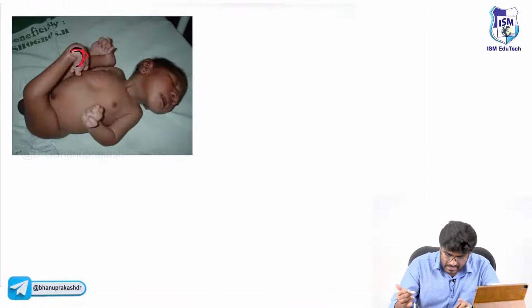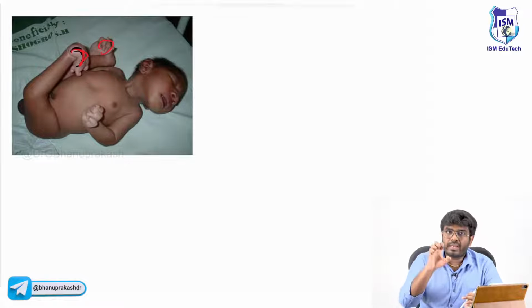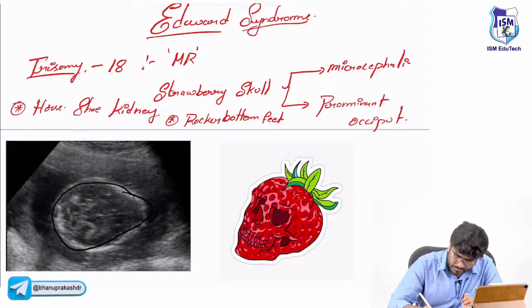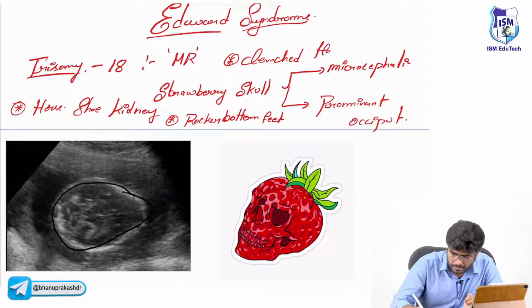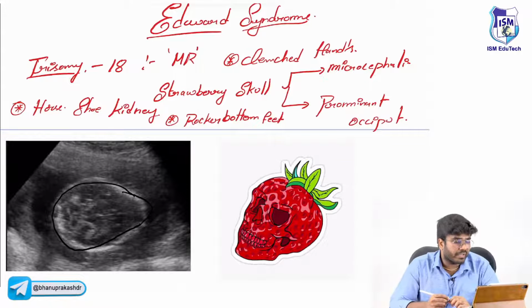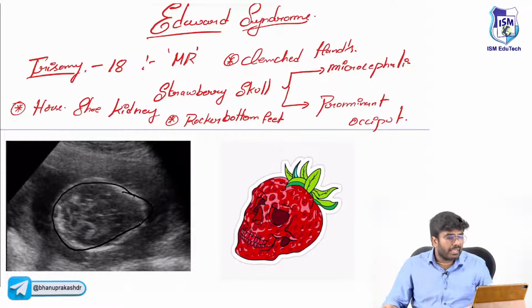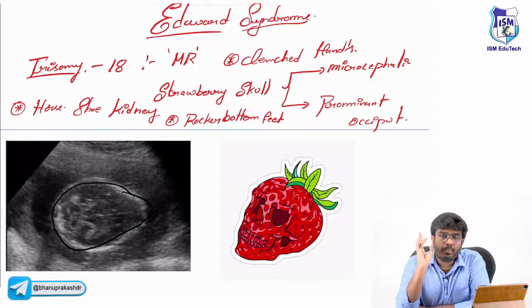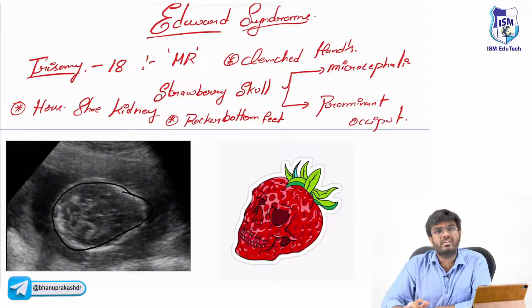And if you look at their hands, they are going to be like this, clenched hands or clenched fingers. So, trisomy 18, important points. What are the important points you need to know, guys? The strawberry skull, microcephaly, prominent occiput with rocker bottom feet, clenched hands, and horseshoe kidney are going to be seen. So, these are the important points about Edwards syndrome.